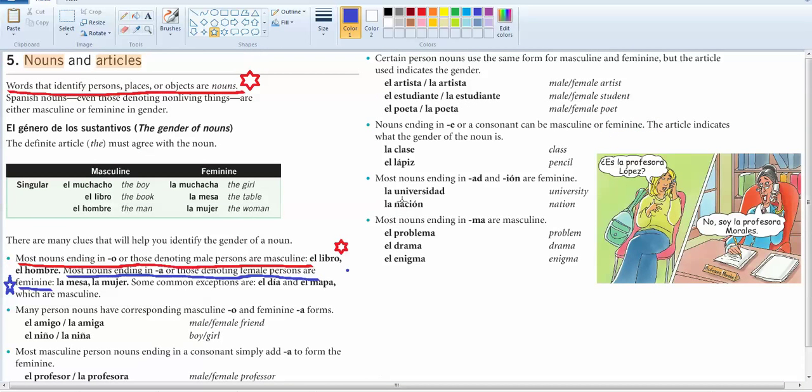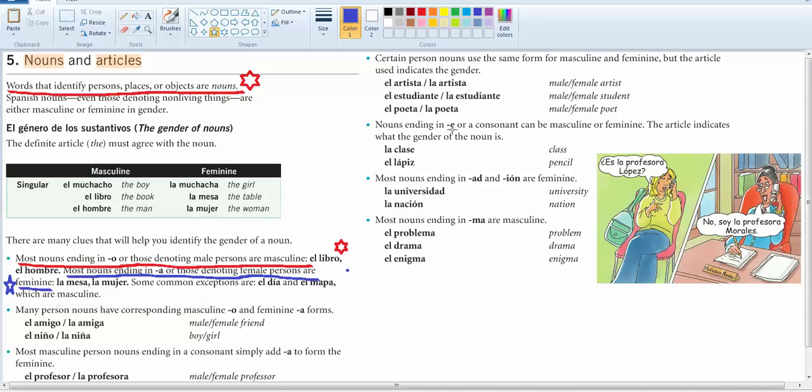Okay, certain person nouns use the same form for masculine and feminine, like artista, it doesn't change. You just use the article that lets you know whether it's male or female. So an artista could be a male or a female, but a male friend would be an amigo and a female friend would be an amiga. Estudiante is the same way. Estudiante could be both a male or a female student. Just the article or the adjectives you use would let someone know whether you're talking about a male or a female. And poeta is another one.